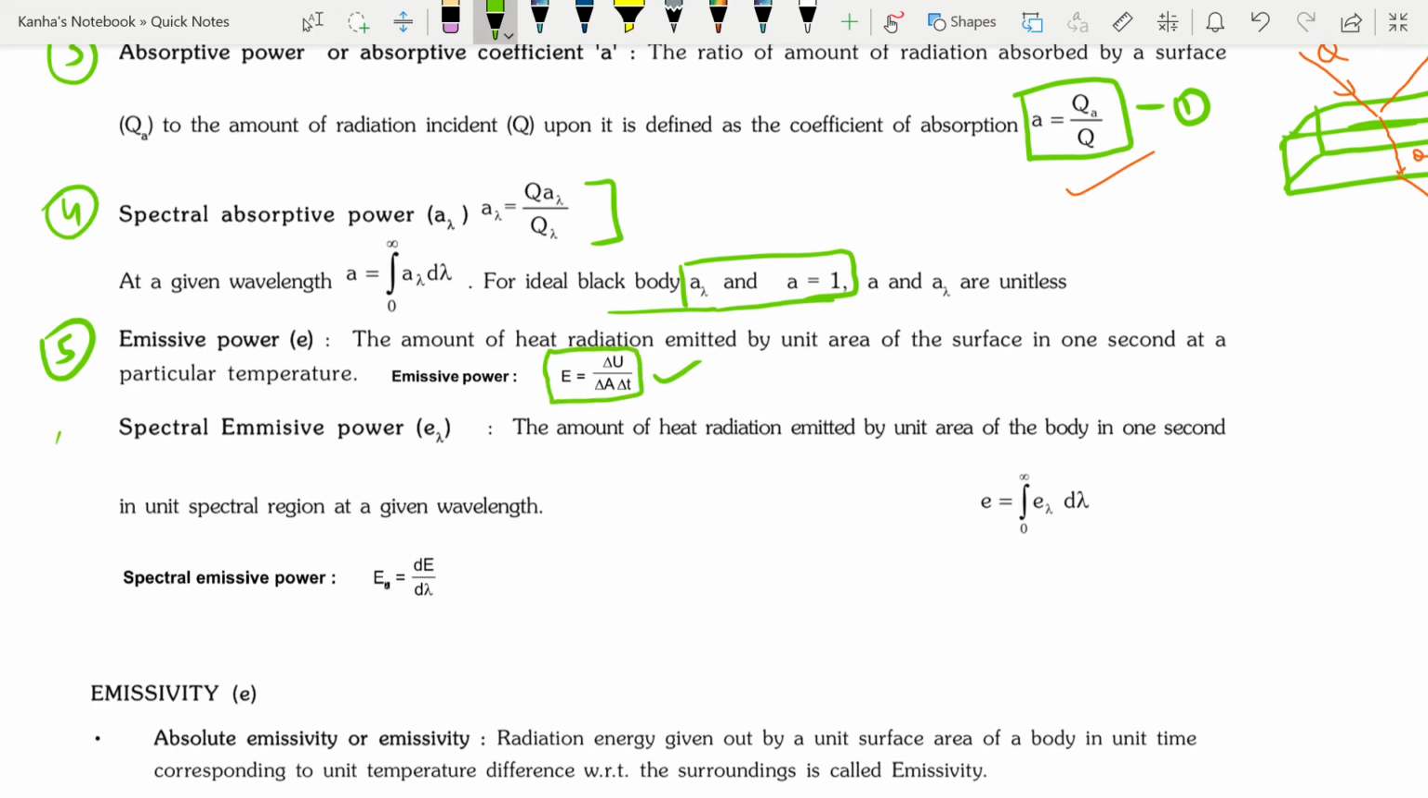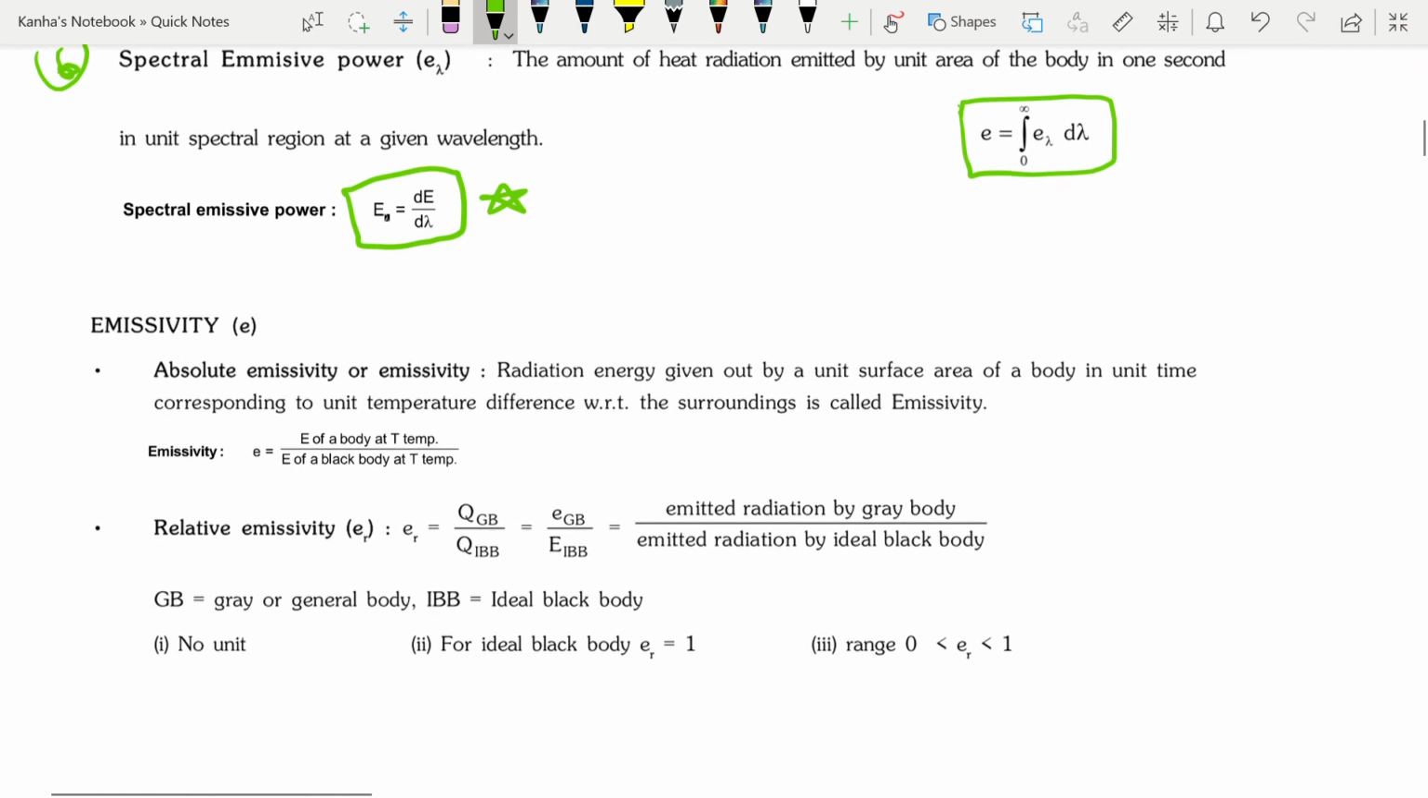Okay, similarly you can define spectral emissive power. It's the emissive power for that particular wavelength. Okay, and you can just integrate all of them and get the total emissive power. So your E lambda is nothing but dE by d lambda.